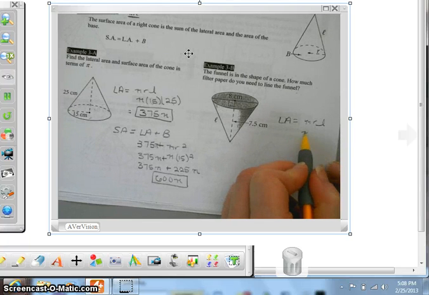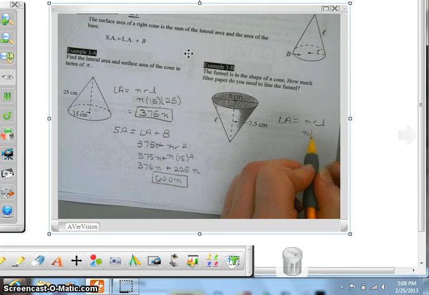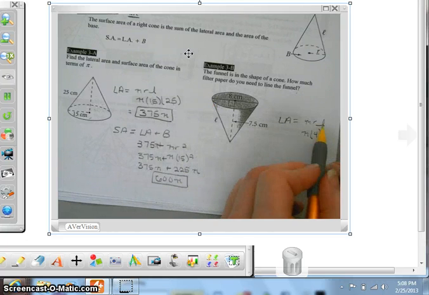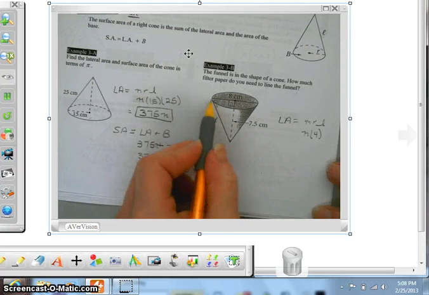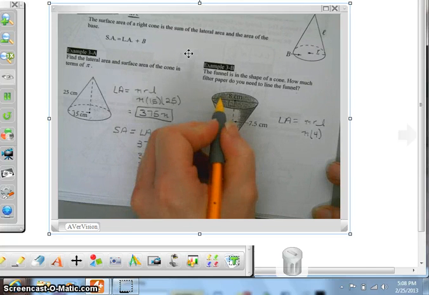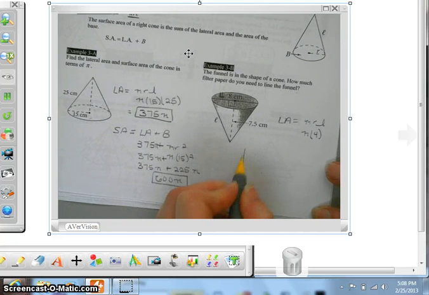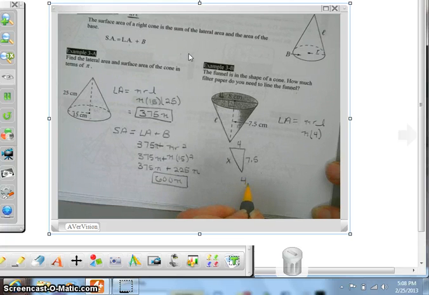Okay, pi times r, the radius. The radius is 4 because the whole diameter is 8. And your L, which is your slant height, we don't have the slant height, do we? So if this is 4, you can see where this is going. You have a right triangle, don't you? You have this right triangle with 7.5, and there's your x. So we have 4 squared plus 7.5 squared equals x squared.